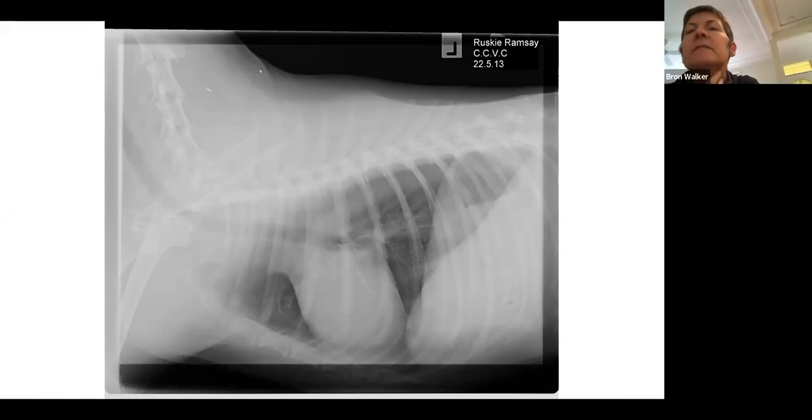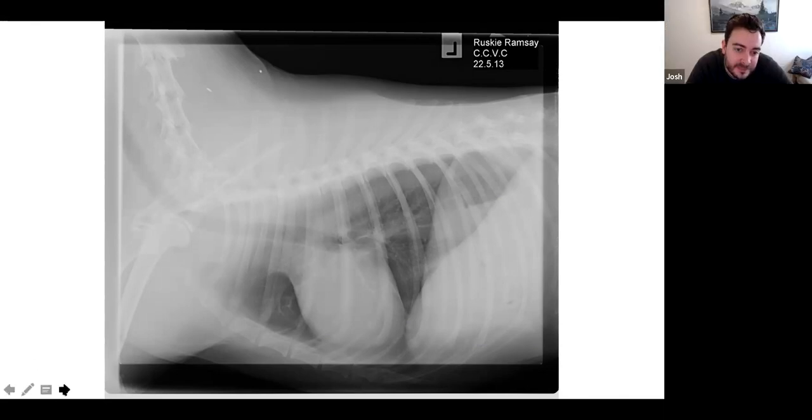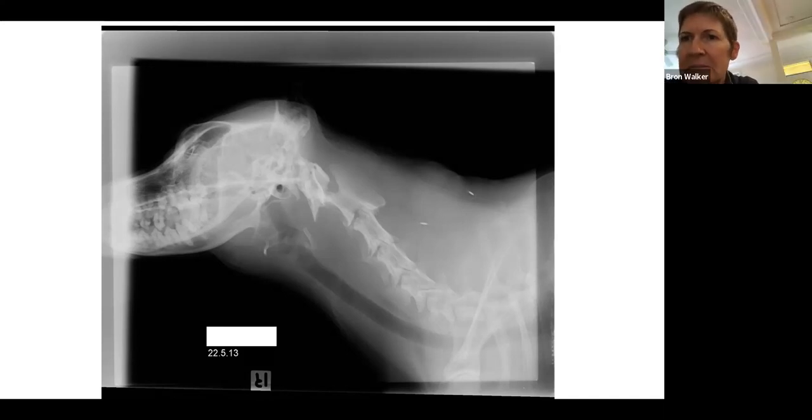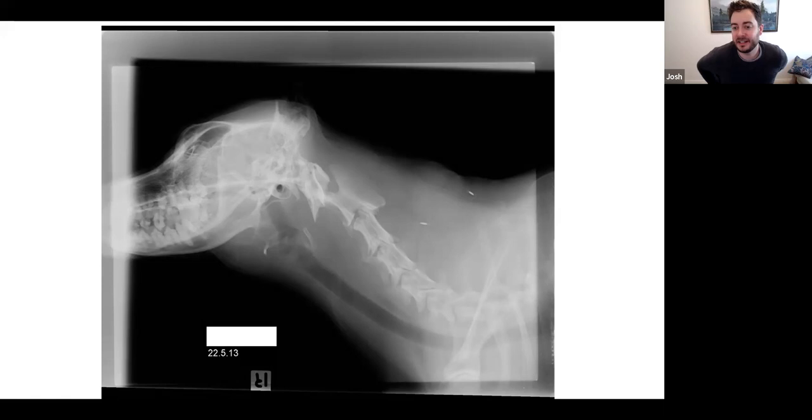I'd like to see it in like a pharyngeal radiograph. Yeah, I can't see. So glad you said that. What do you think? Looks normal to me. It looks nothing very exciting.